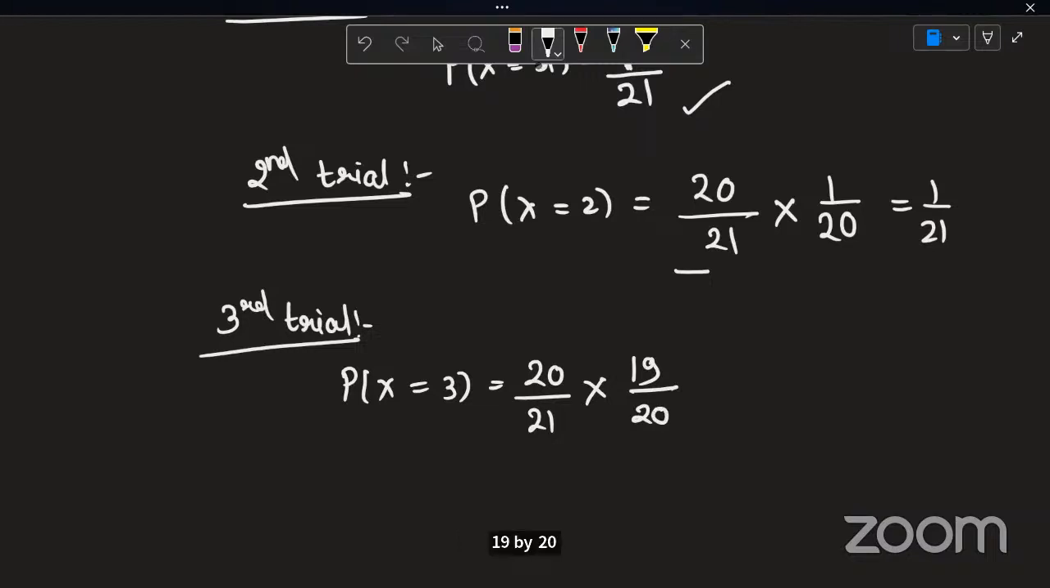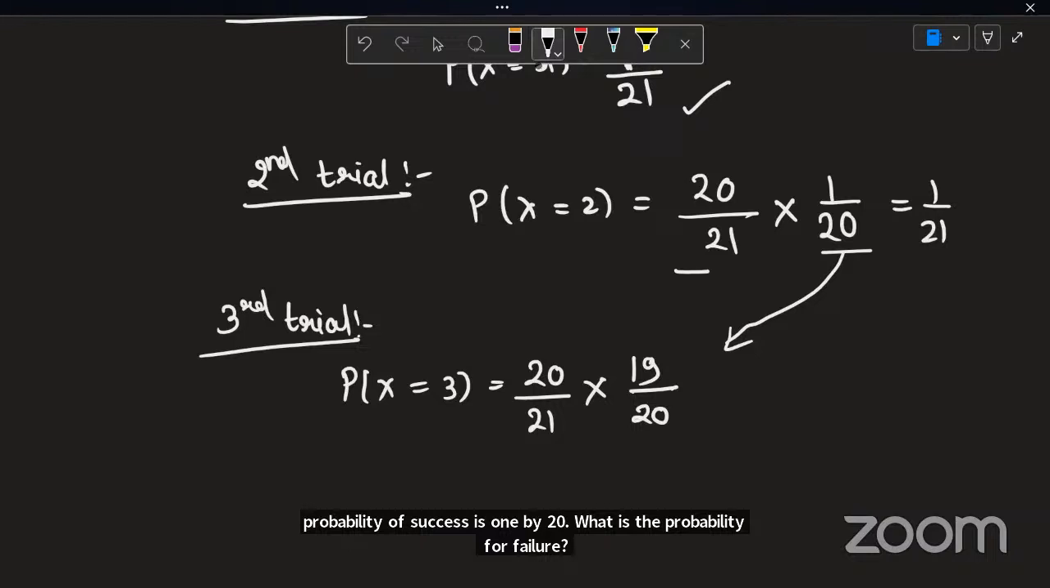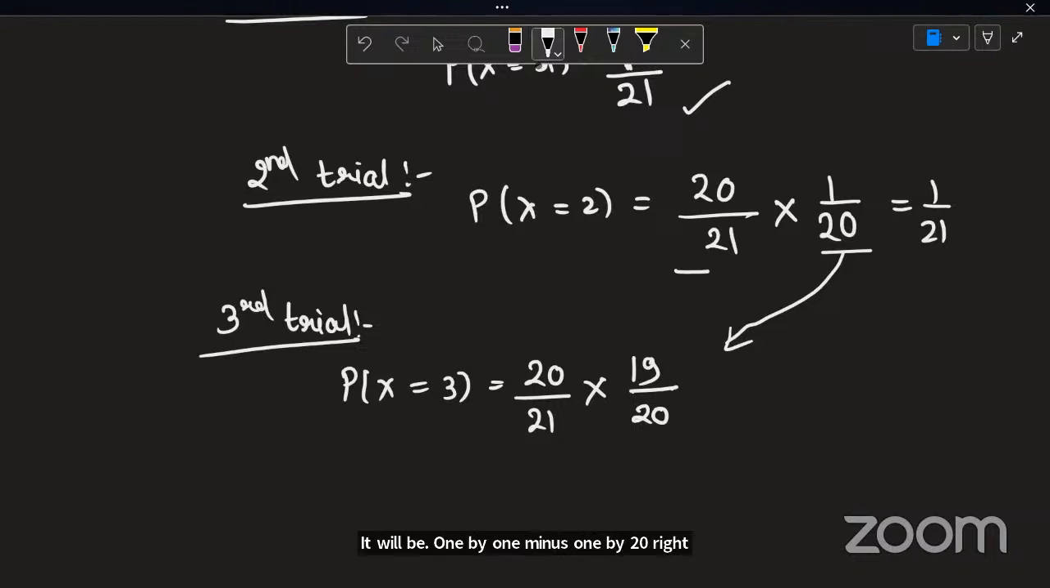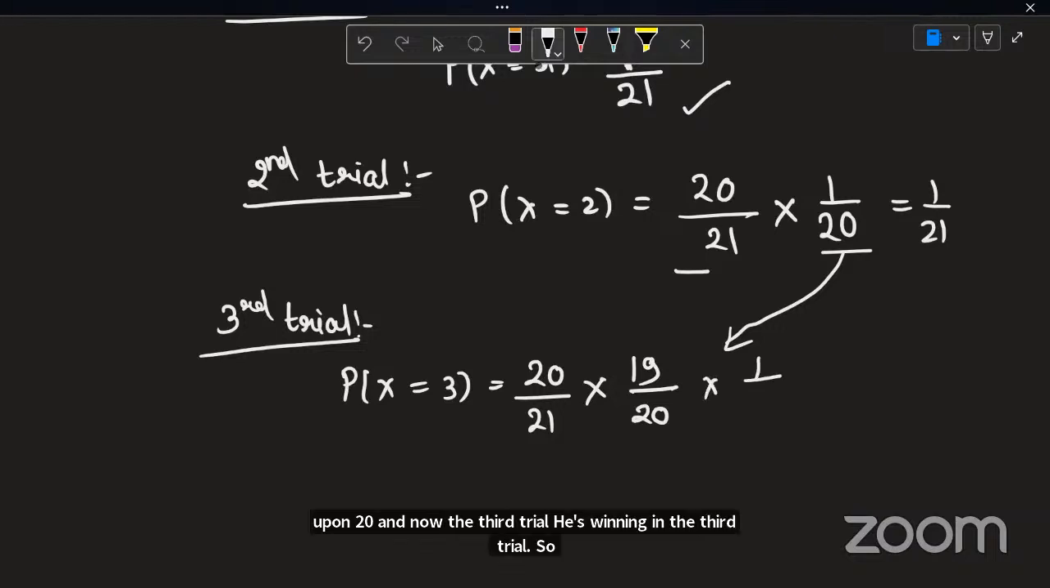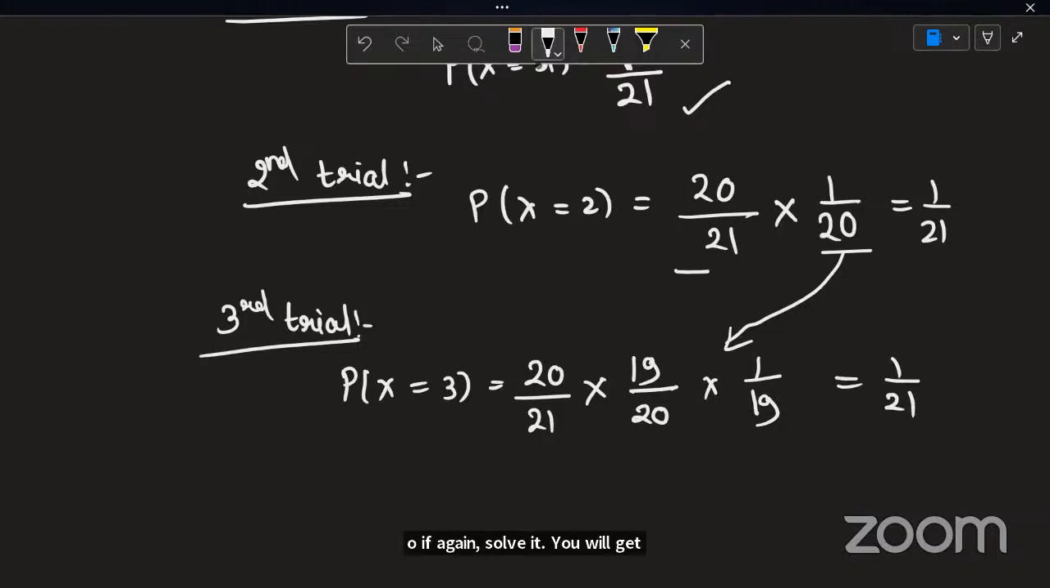Because he will succeed in the second chance, the probability of success is 1 by 20. What is the probability of failure? It will be 1 minus 1 by 20, right? 19 upon 20. And now the third trial, he's winning in the third trial, so 1 by 19. So again, solve it. You will get it. This is equal to 1 by 21.